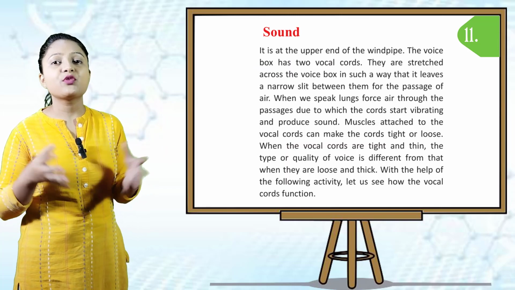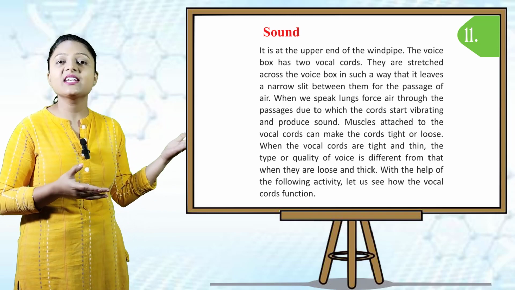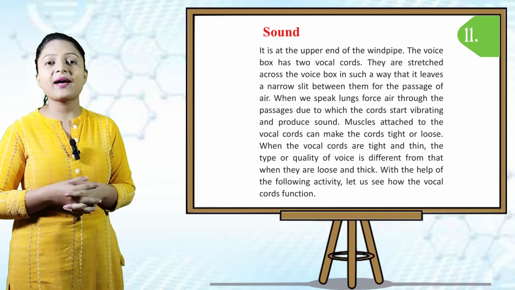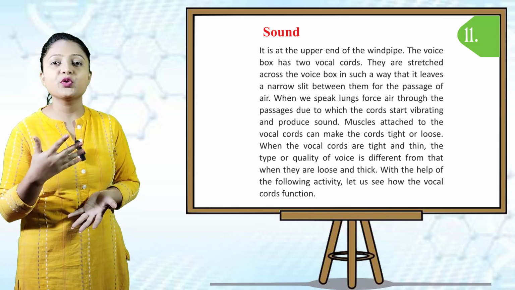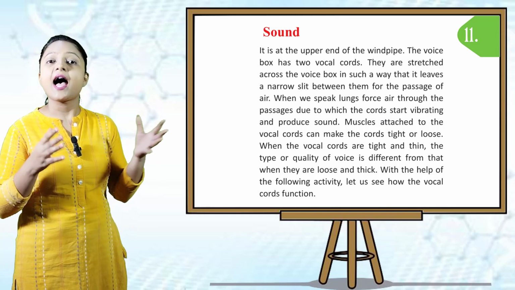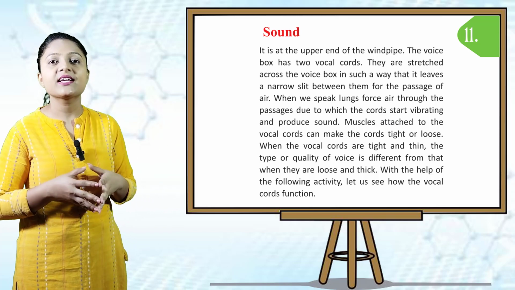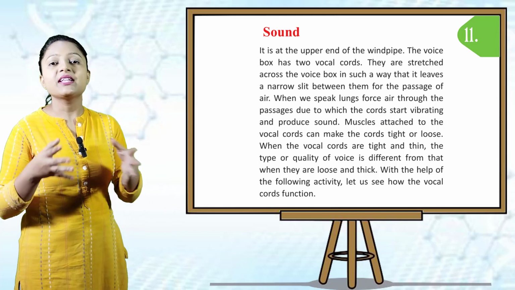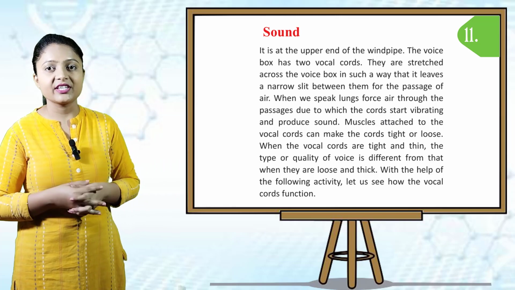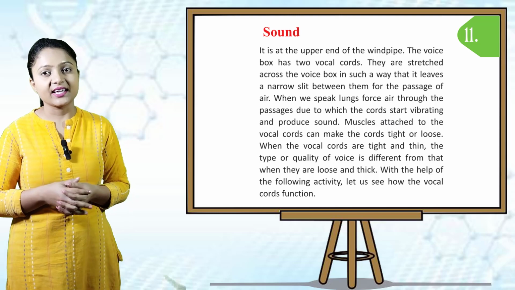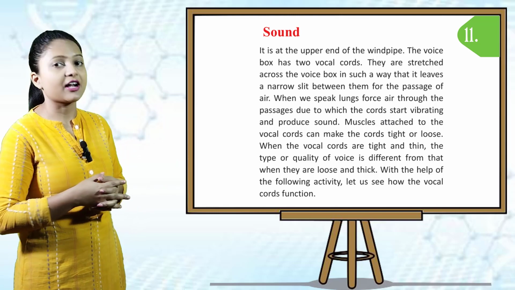The voice box has two vocal cords. They are stretched across the voice box in such a way that it leaves a narrow slit between them for the passage of air. When we speak, lungs force air through the passage due to which the cord starts vibrating and produce sound. Muscles attached to the vocal cords can make the cords tight or loose. When the vocal cords are tight and thin, the type and quality of voice is different from that when they are loose and thick. With the help of the following activity, let us see how the vocal cords function.